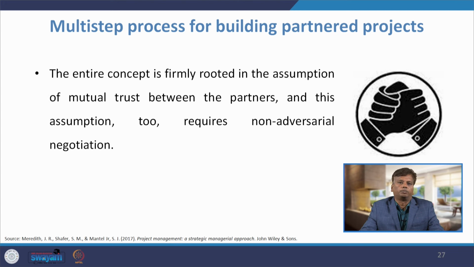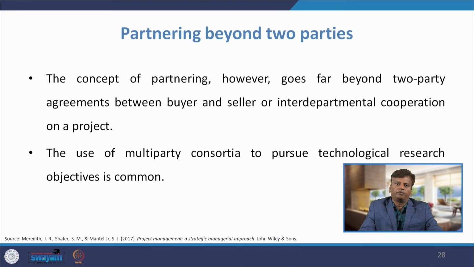The entire concept is firmly rooted in the assumption of mutual trust between the partners, and this assumption too requires non-adversarial negotiation. So, a very important enabler for a good relationship with the partner is trusting each other. If there is a lack of trust between the two parties, then it is very difficult to achieve a good relationship in partnering. So far, we discussed partnering between two parties. Now, we will discuss partnering beyond two parties.